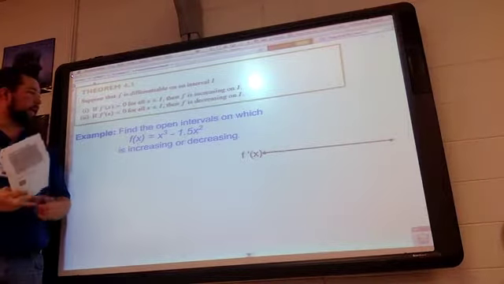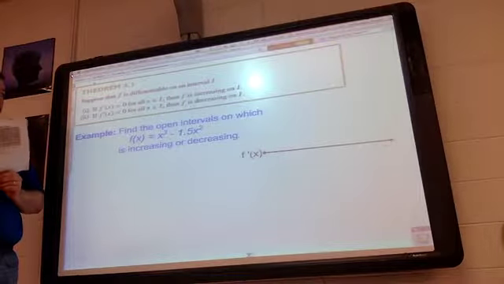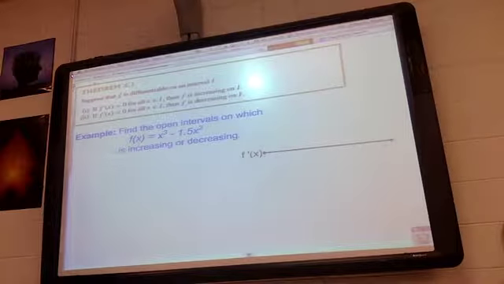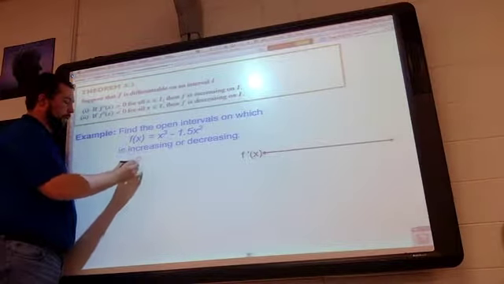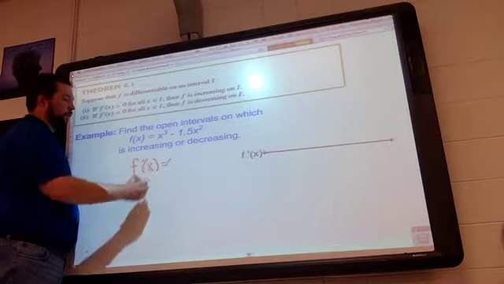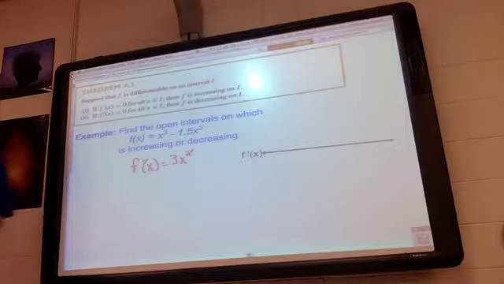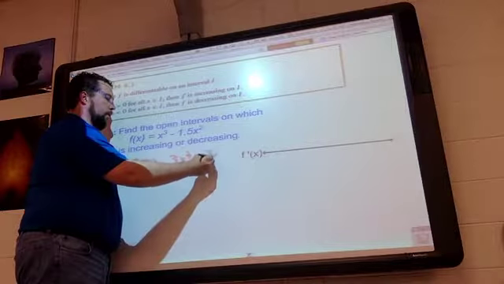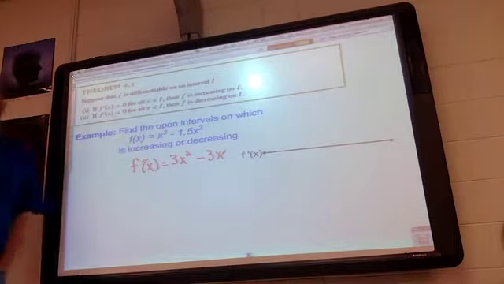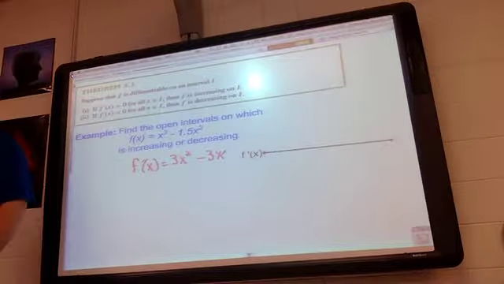Example: find the open intervals on which f of x equals x cubed minus 1.5x squared is increasing or decreasing, without even looking at a graph. So first thing we're going to do is take the derivative. Can we take the derivative of this? Yes. What is the derivative of x cubed? 3x squared. The derivative of minus 1.5x squared is minus 3x. So there's your derivative.